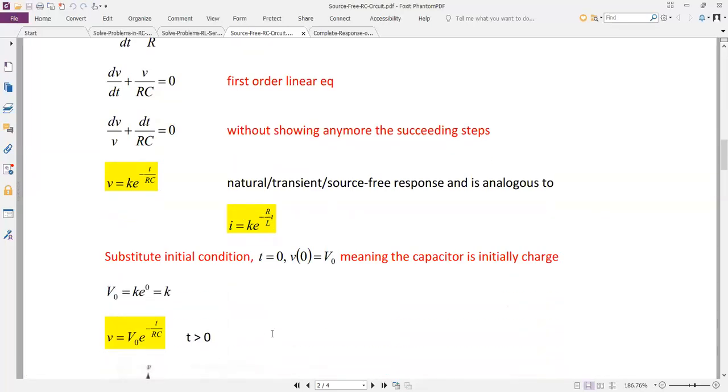Now, if you substitute the initial condition that at time equal to 0, there's a voltage in the capacitor, meaning your capacitor is initially charged, then you can have V sub O is equal to K e raised to 0. This one is 0, so 0 divided by anything is 0. We copy the K, and this V is changed to V sub O, meaning that's at time 0. So for your capacitor, this K now will be changed to V sub O. So this is now V equal to V sub O. Again, copy the exponential function.